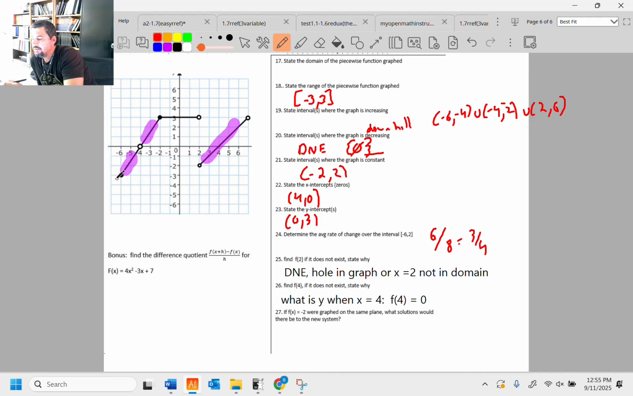Domain is your x values running from left to right. I can start at -6, but there's a hole at -4, and there's nothing above it or below it that lets x be -4. So parentheses on that. Union with the other side of -4, and I can walk all across this segment until I hit 2. And there's not a solid dot down here, so I just have to start on the other side of 2. And then I get to walk until I hit 7.